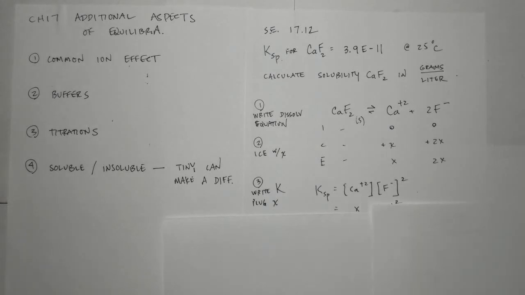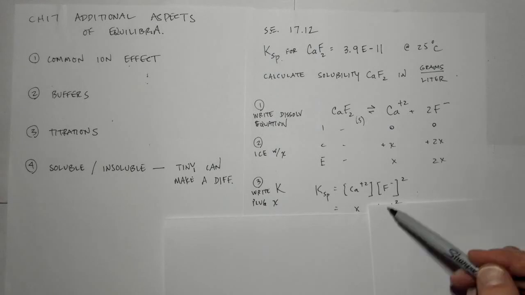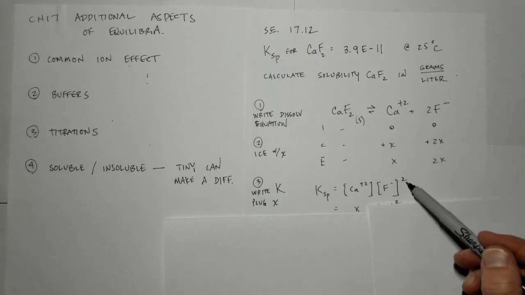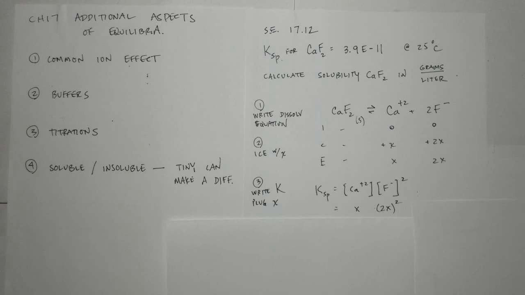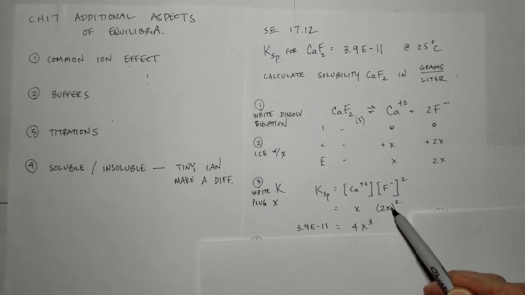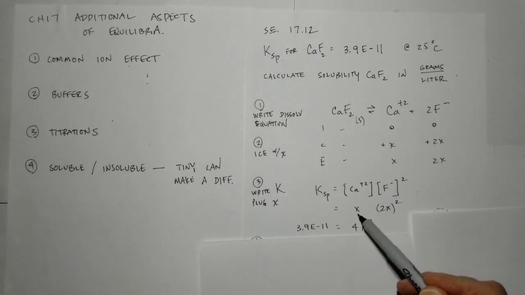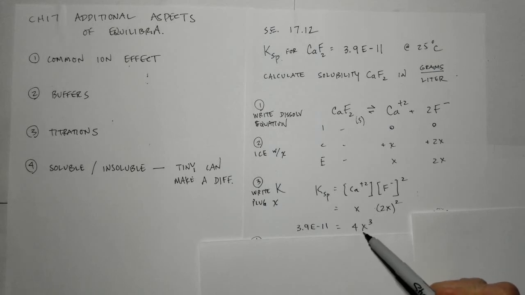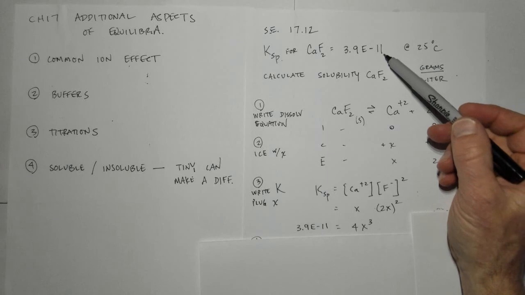Calcium, we'll put an X in for that. Fluoride, we'll put a 2X in for that, but don't forget to square that. So be careful how you write this, (2X) squared. Then you'll need to square the 2 and square the X, and then multiply it by X, so it ends up being 4X cubed. And this is equal to the Ksp, which is given to us in the problem.